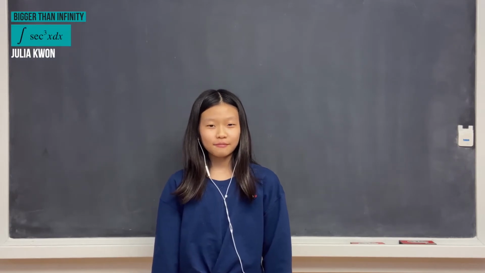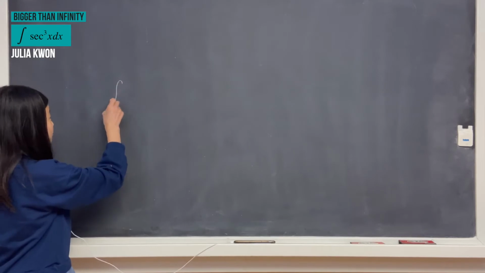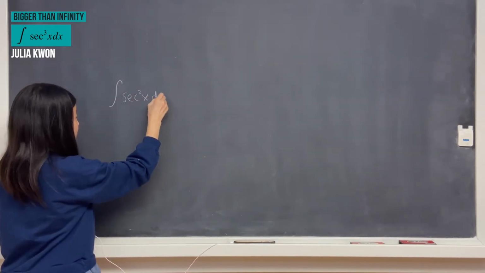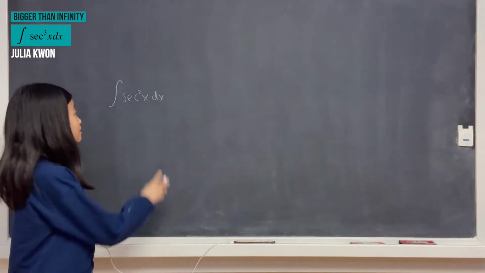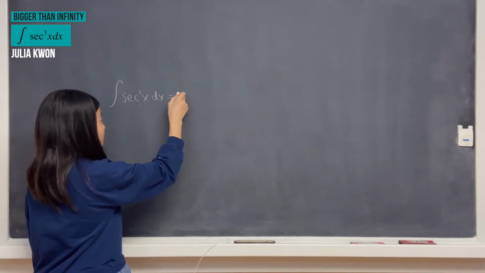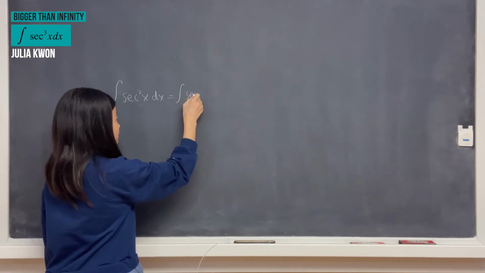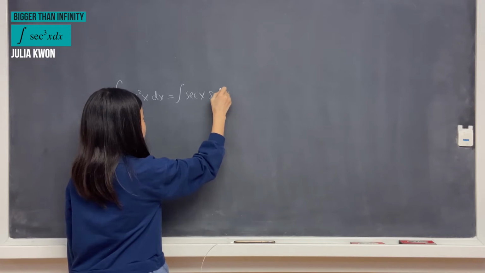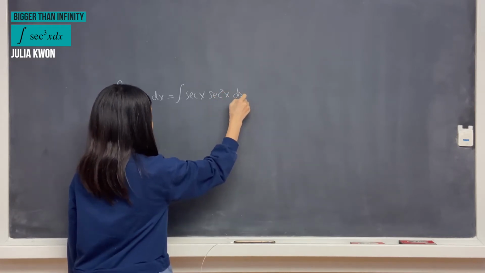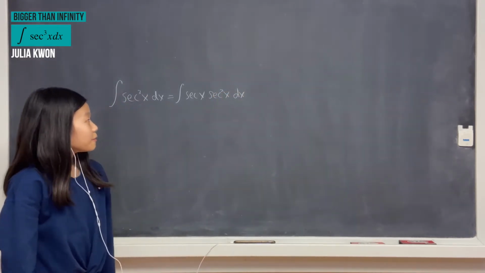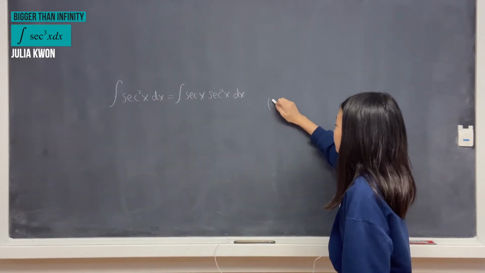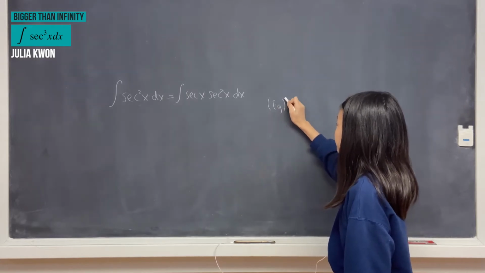Hello everyone, my name is Julia and today I would like to talk about the integral of secant x cubed dx. So first I would like to break this down into two parts: secant x and secant x squared dx. So now I would like to set this aside and use the derivative of fg.